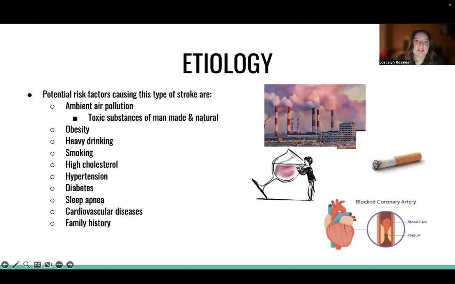Potential risk factors causing this type of stroke are ambient air pollution, which is toxic substances that are man-made or natural that are in the air that get inhaled and get into the body. Obesity, heavy drinking, smoking, high cholesterol, hypertension, diabetes, sleep apnea, cardiovascular diseases, anything that usually has to do with the heart, and just a family history of having strokes or even clogged or blocked blood vessels or arteries.